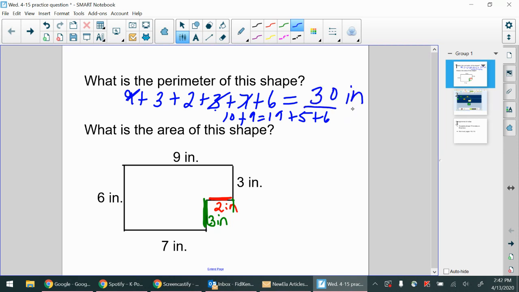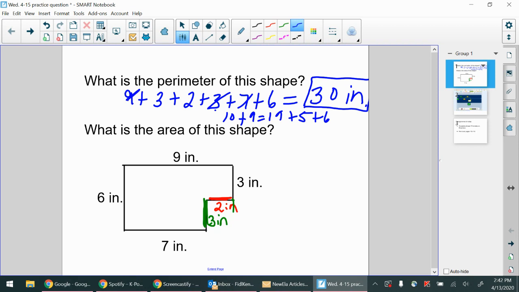And then we always want to make sure that we are labeling our answer. So in a perimeter answer, we label it with what we were measuring in. In this case, we were measuring in inches. If I had been measuring this in centimeters, I would write down centimeters as my label instead. But since I'm dealing with inches, we're going to write 30 inches.